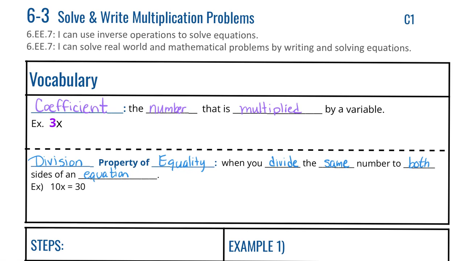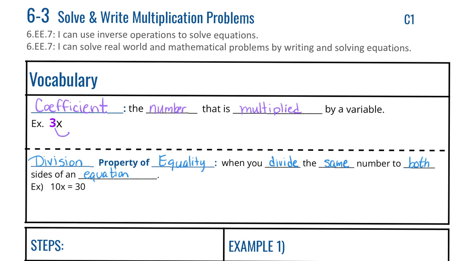All right, so today we're going to be solving and writing multiplication problems with equations. Coefficient, go ahead and write this down in your notes. So coefficient is the number that's being multiplied by the variable. So in 3x, the coefficient here is the 3.